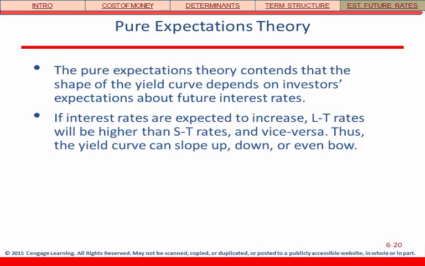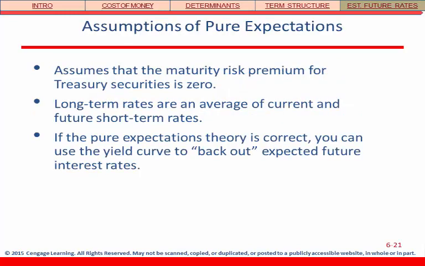Now, there are some assumptions of pure expectations. So there are three major assumptions of pure expectations. First, we're going to assume a 0 for the maturity risk premium. That kind of makes sense because there's not a lot of maturity risk if you're dealing with very short-term treasuries. Second, to get the long-term rate, you're simply going to take an average of the current and the future short-term rates. And last, you can pretty much figure out what the expected future interest rates are by backing out of the yield curve, assuming that the pure expectations theory is correct.